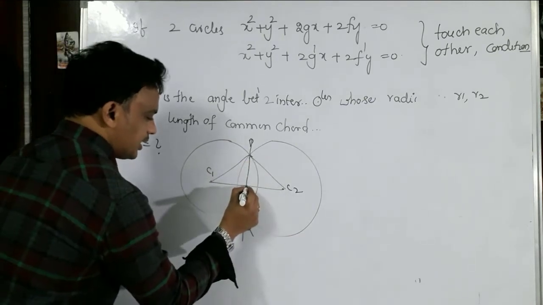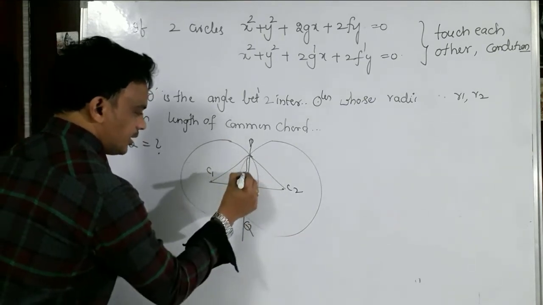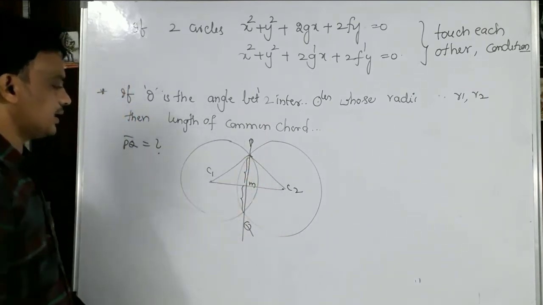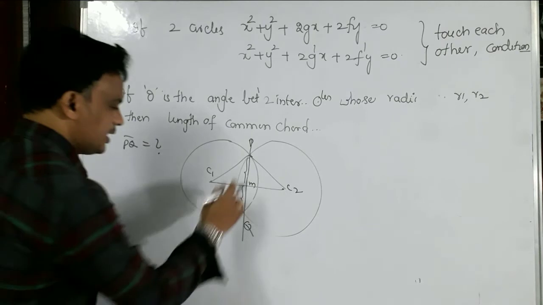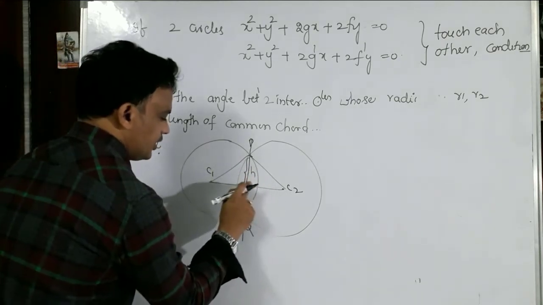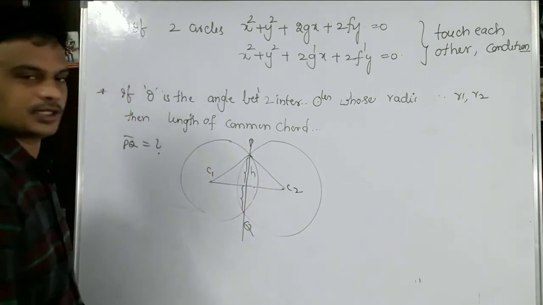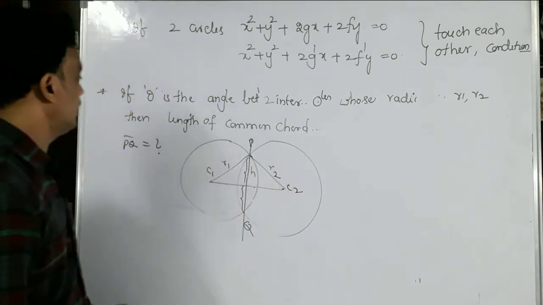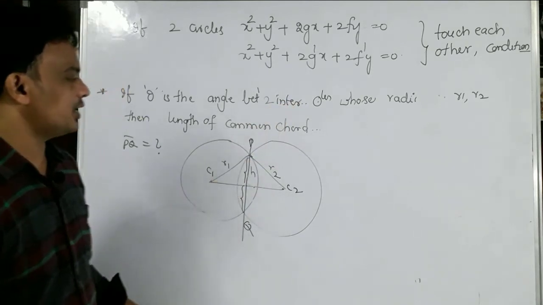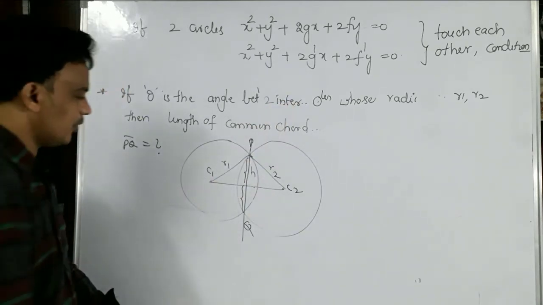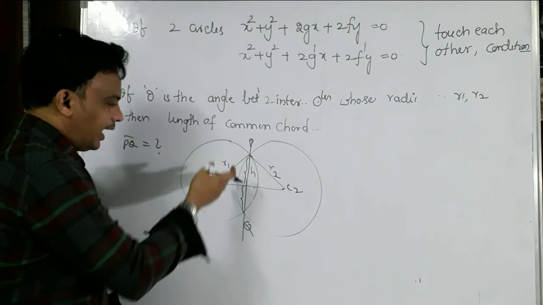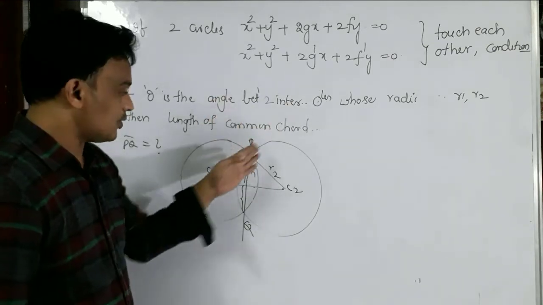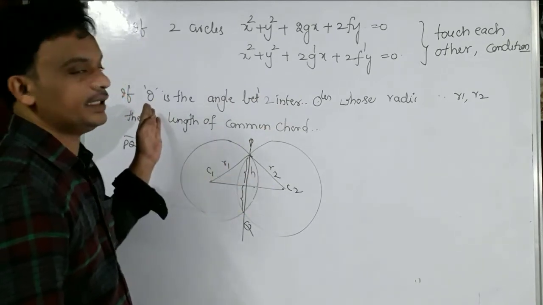So, let us take this length as H. I can find this length, and after doubling it I can get the length of PQ. Suppose it is H, then the total PQ length is 2H, and these are radius R1 and radius R2. Theta is the angle between the two circles, which means the angle between the tangents where they intersect. This will be theta.